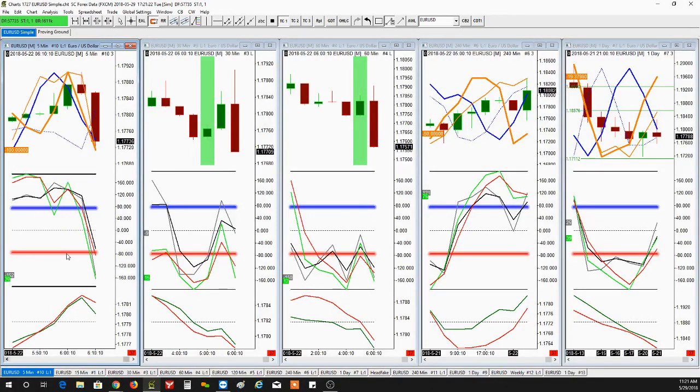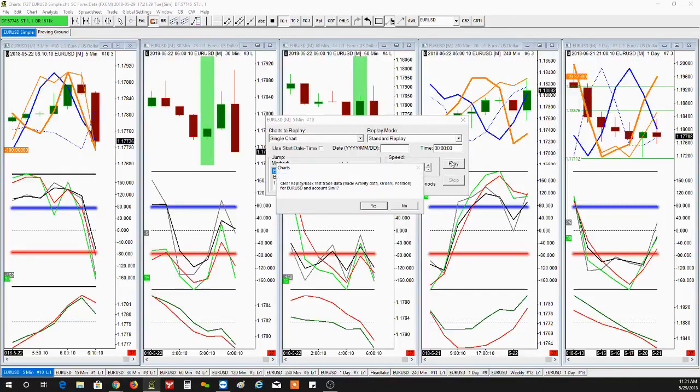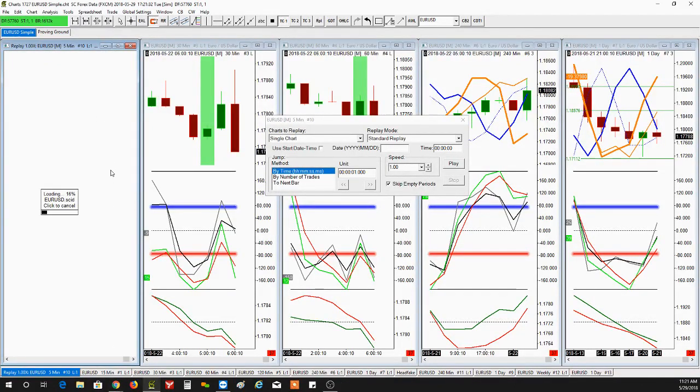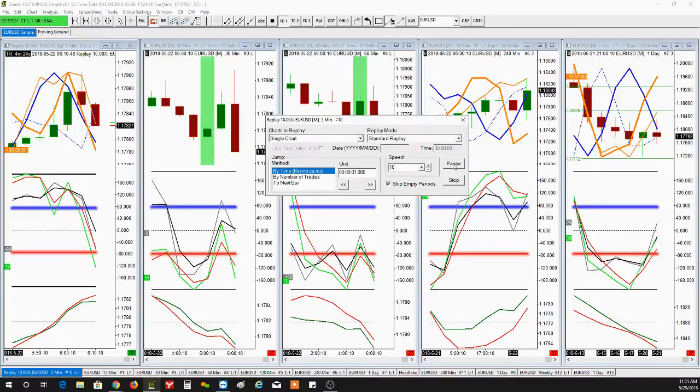I'll show you what I mean. So right there, it's not oversold, right? So I'm going to replay this from right there. Play. I'm going to fast forward it. Because during that candle, I don't think we got oversold. So let's go 10 times the speed. And we may have, but I don't think so. Let's just check it. But I know for sure that at the post, as the lines extended, they would have been oversold.